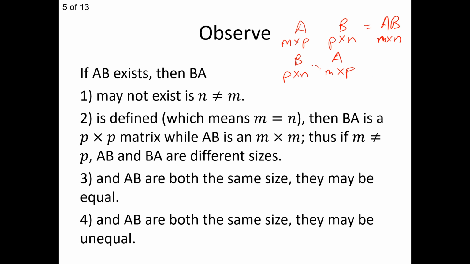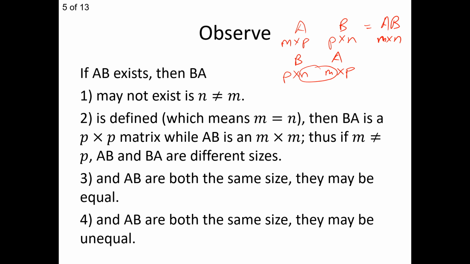This may not exist, and actually we have to consider what these dimensions are, this N and M. If they are not equal, then we can't multiply those together. And that's why BA may not exist. All right. So there are some interesting, unique properties to matrices whenever we are multiplying them together. So that's the first possibility that could happen with B times A.